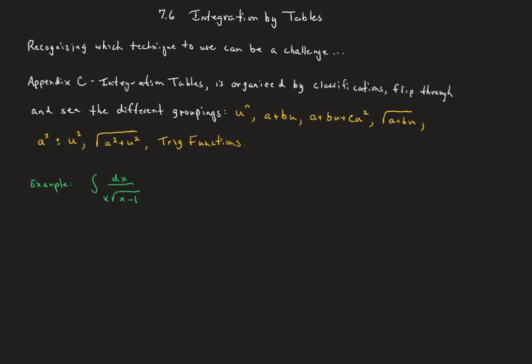So let's first take a look at the integration tables, Appendix C, and you can see they've been organized by different classifications of integrals. As you page through, you should see the u to the n section, followed by an a plus bu section, and each of the others that follow. I think there are 1, 2, 3, 4, 5, 6, 7 different sections.